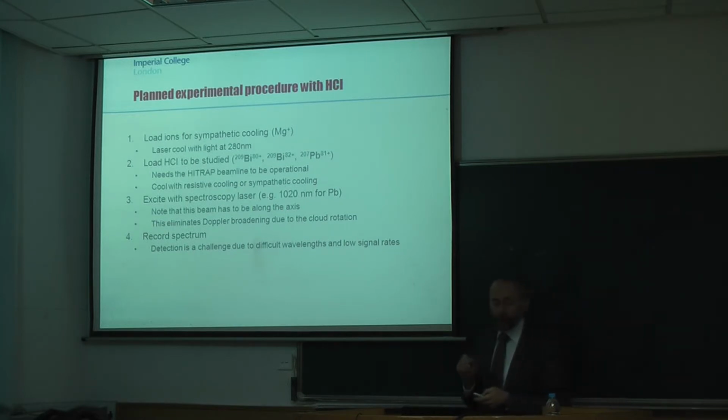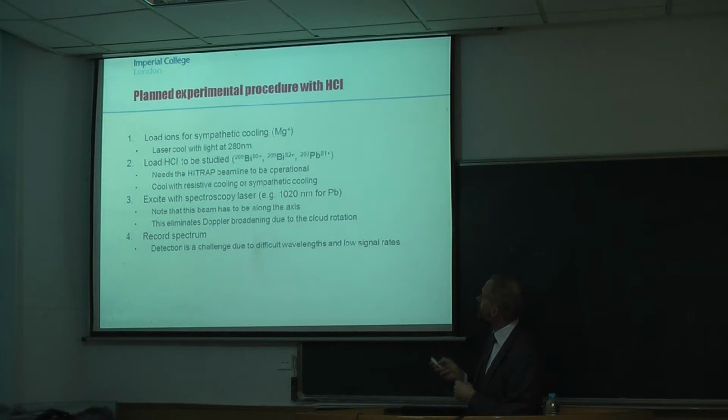First of all, you load the ions for sympathetic cooling, and that's the magnesium here. And then you need light at 280 nanometers to laser cool the magnesium, and then that goes down to a few millikelvin temperature. Then, once you've got that cold, you then put the highly charged ions in, and the highly charged ions will cool by interaction, just collisional interaction with the cold magnesium ions. Then you can excite them and do spectroscopy on the highly charged ions.